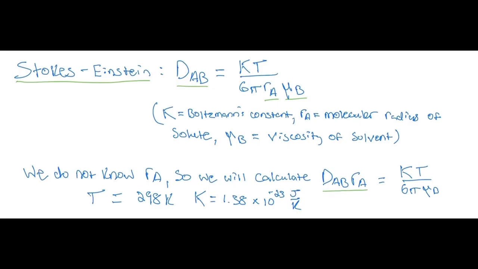If we look at the equation, viscosity is in the denominator. As it increases, D_AB decreases, and vice versa. This makes sense from an intuitive standpoint. Viscosity can be considered the thickness of a material. For example, honey is much more viscous than water, so we'd expect the dye to diffuse slower.